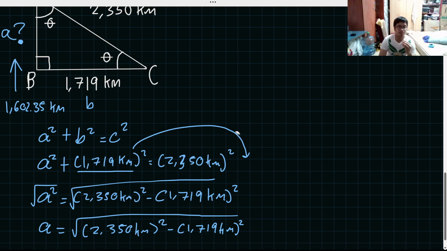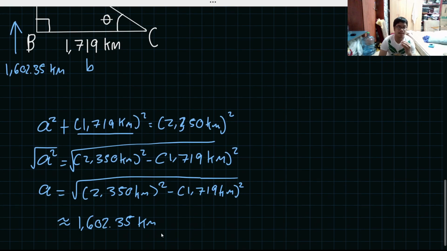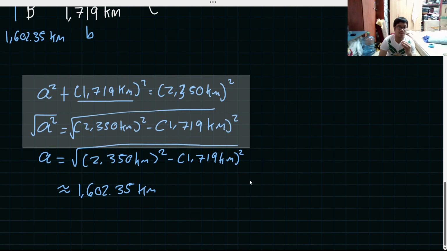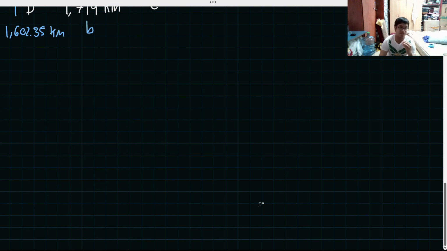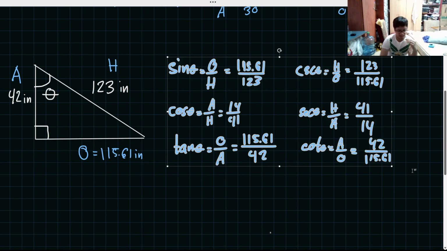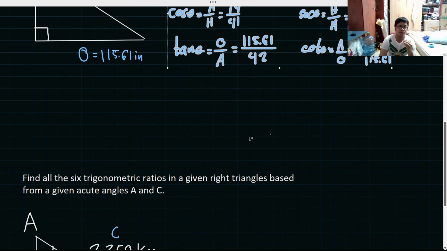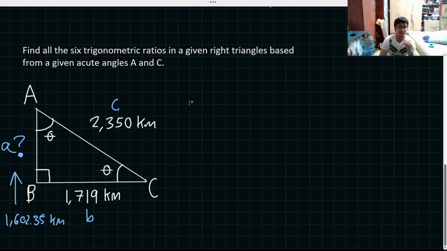Okay, so we're good to go. All right. So we already have all measurements for each side. Now what we're going to do is find all the six trigonometric ratios. First, let me copy this. This is the last time we solve the given right triangle, right?